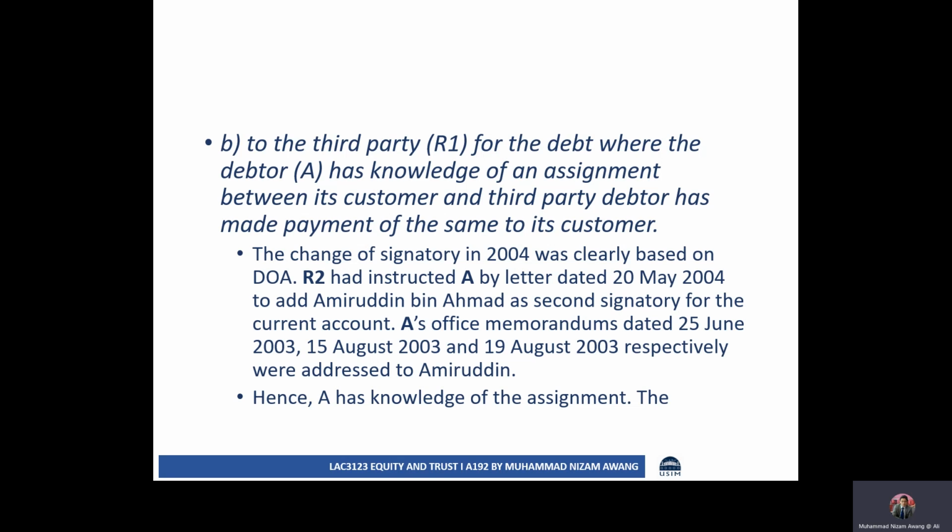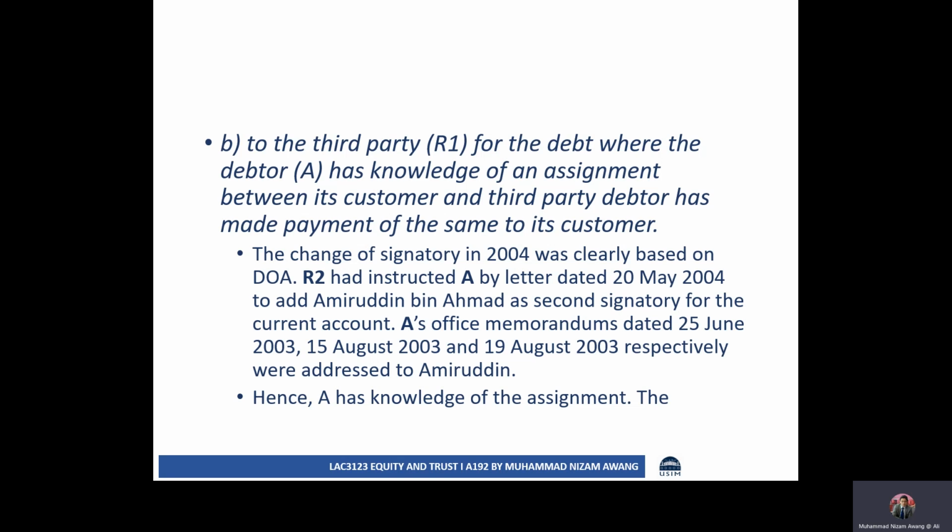However, the court looked at the events in the case. There was a change of signatory, as we discussed, in 2004, based on the deed of assignment. The second respondent had instructed the appellant by a letter dated 20th May 2004 to add Amiruddin as a second signatory. Office memoranda dated 25 June 2003, 15 August 2003 and 19 August 2003 respectively were addressed to Amiruddin.